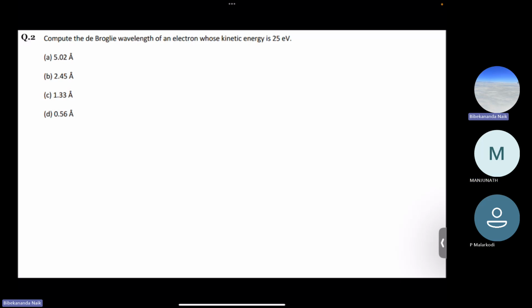2.45, sir. Yes, the correct option is option B, that is 2.45 Angstrom. Was anyone else able to calculate it?